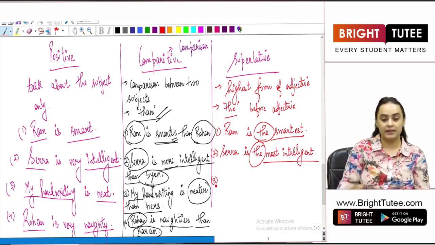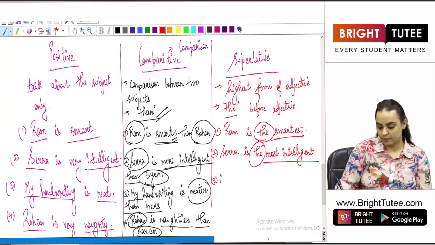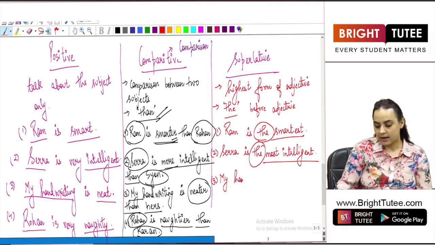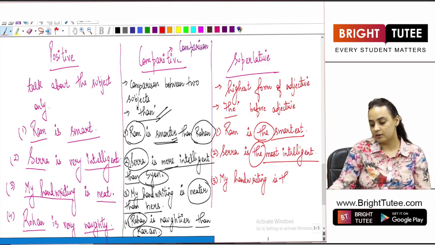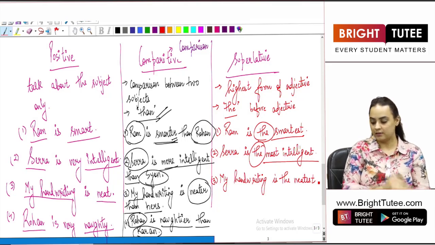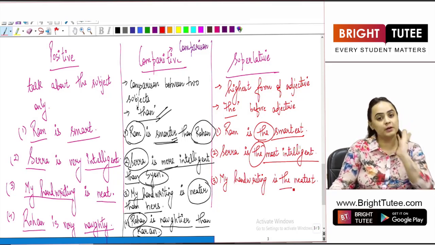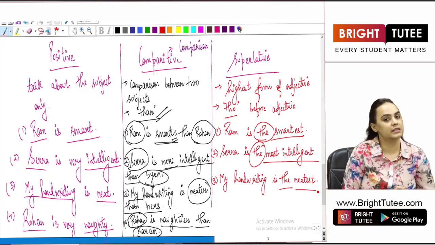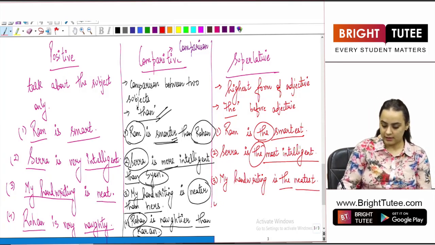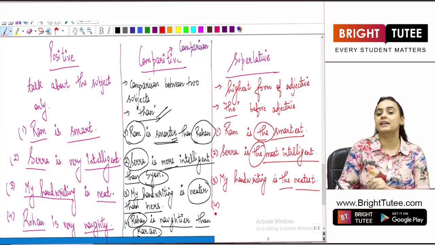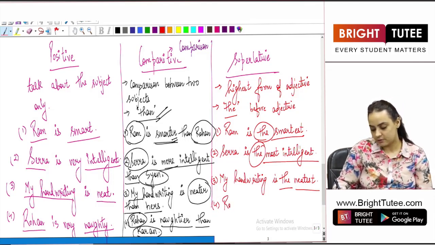Let us look at the third example. My handwriting is neat. What is the superlative of this? My handwriting is the neatest. Again, "the" is used, so I know it is superlative and the degree of comparison is neatest. The last example, which was Rohan is very naughty. The superlative of this becomes Rohan is the naughtiest.